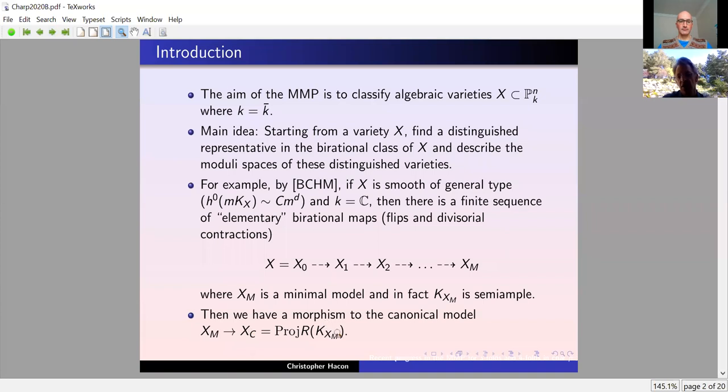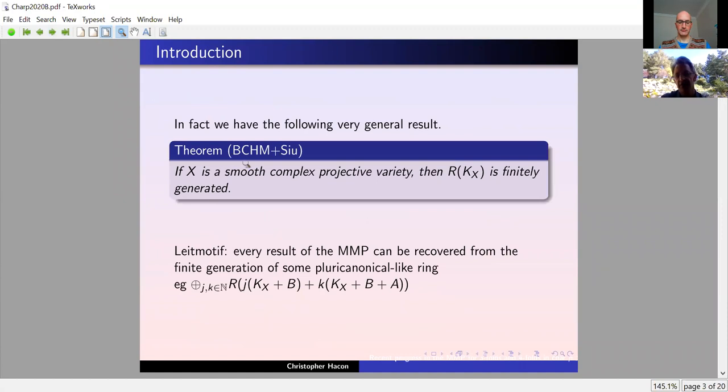And in fact, this canonical model can be recovered just from the canonical ring, either of the original variety X or of the minimal model. These canonical rings are the same, and they are finitely generated. So the canonical model is essentially just given by the polynomials corresponding to the relations amongst the generators of this finitely generated ring. And in fact, this statement that the canonical ring is finitely generated is true in essentially complete generality. So whenever you have a smooth complex projective variety, the canonical ring is always finitely generated.